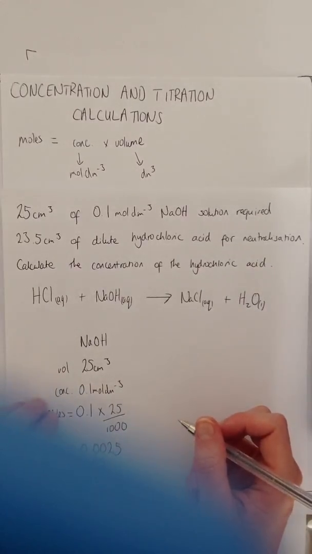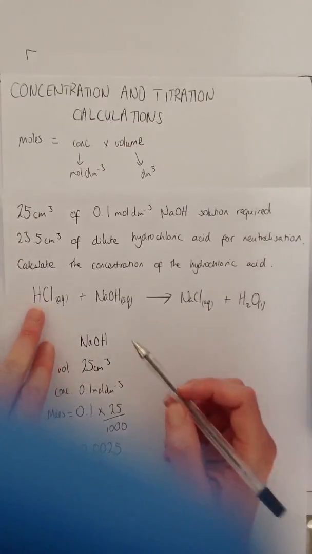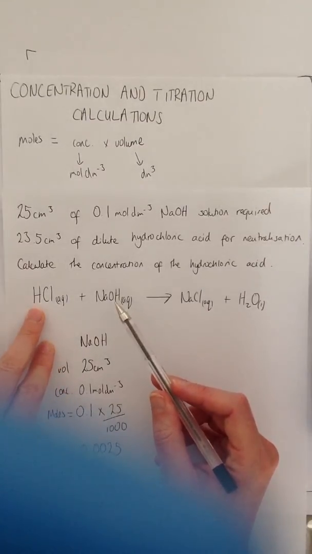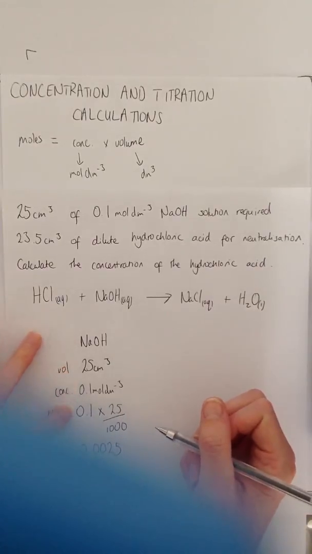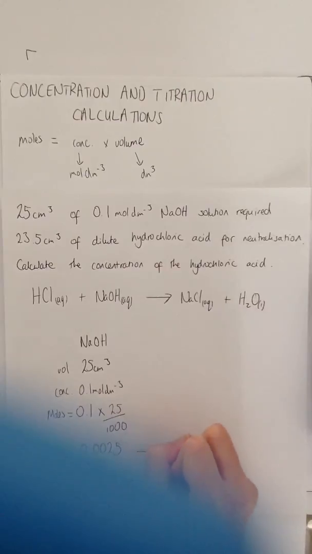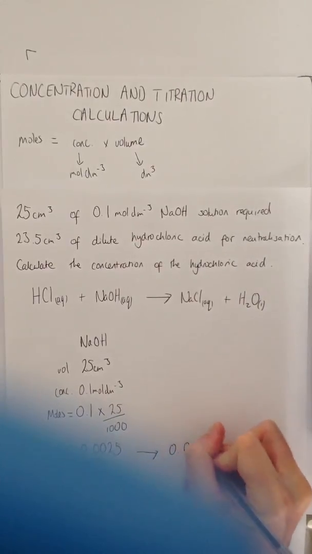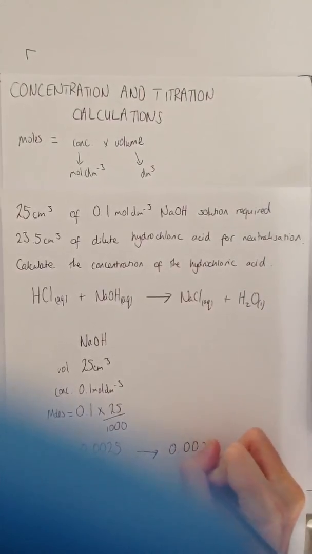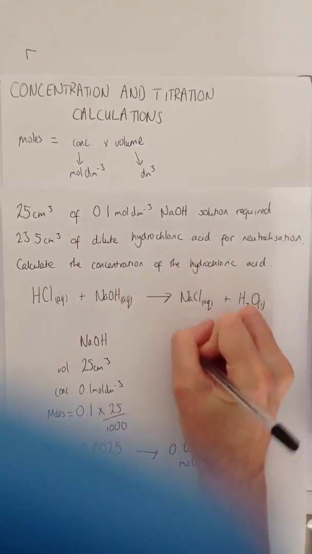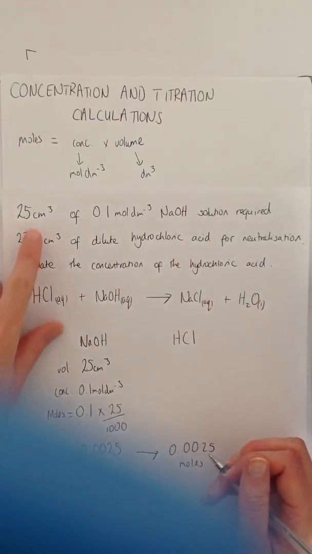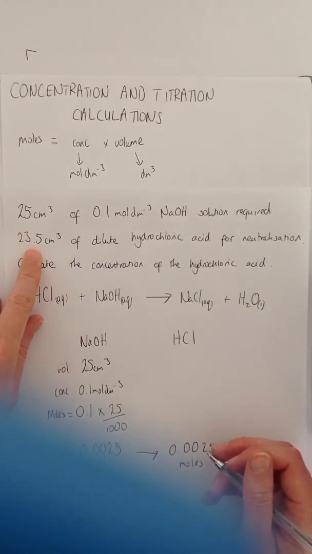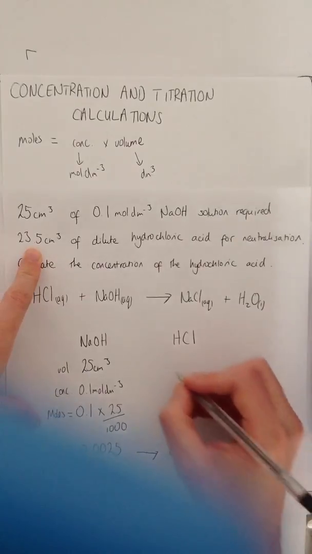As we can see from the balanced equation, the HCl and the NaOH react 1 to 1. So if we have 0.0025 moles of NaOH, we must also have 0.0025 moles of HCl. We were told in the question that 23.5 centimetre cubed was needed for complete neutralisation.